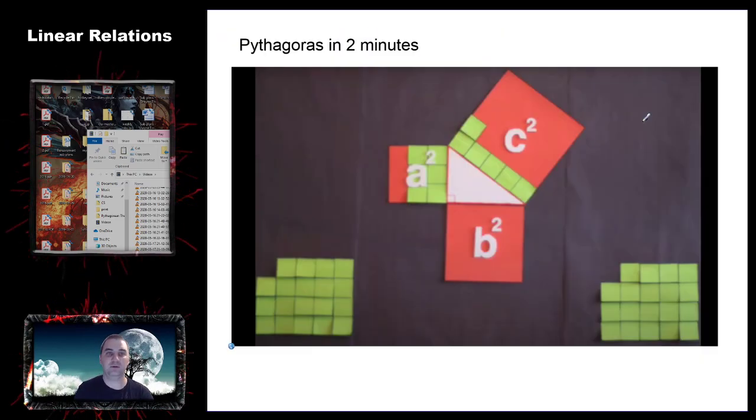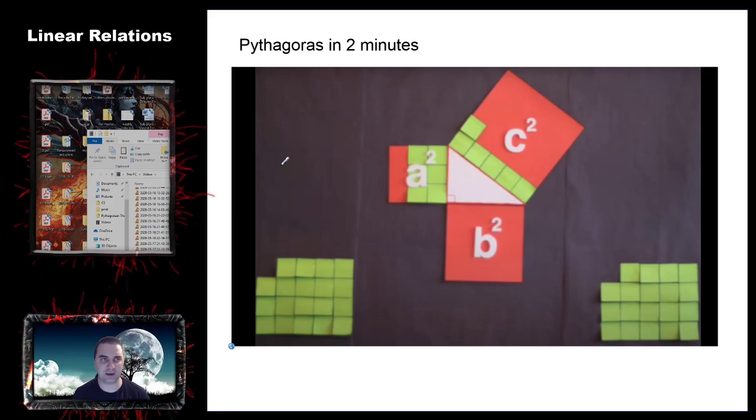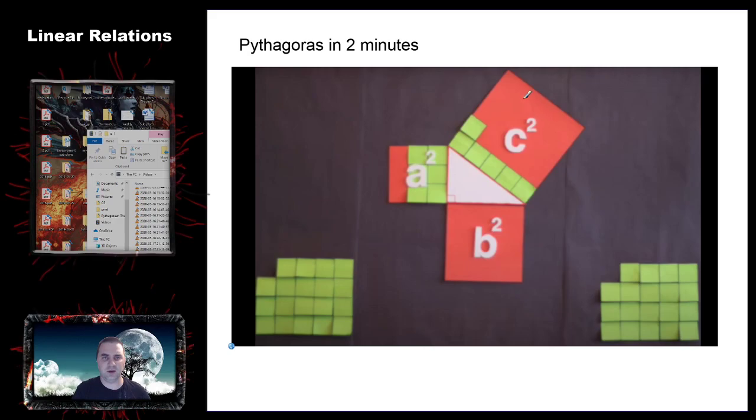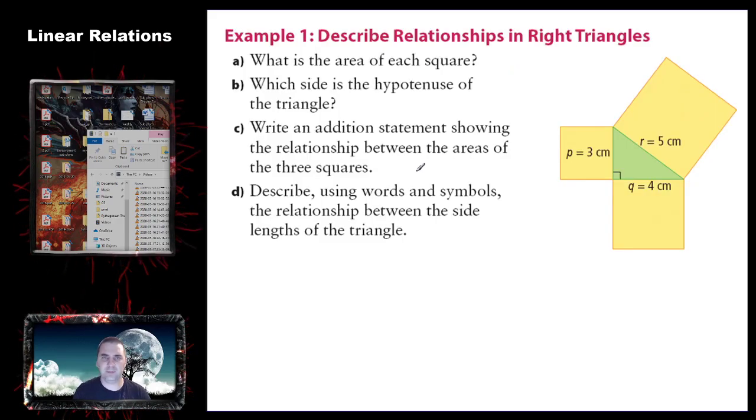I'm going to put a link to a nice little Pythagorean in 2 minutes video that's pretty good at showing you how that works. So I do want you to watch that. It takes 2 minutes. It's worth it. You should watch that and then come back here.